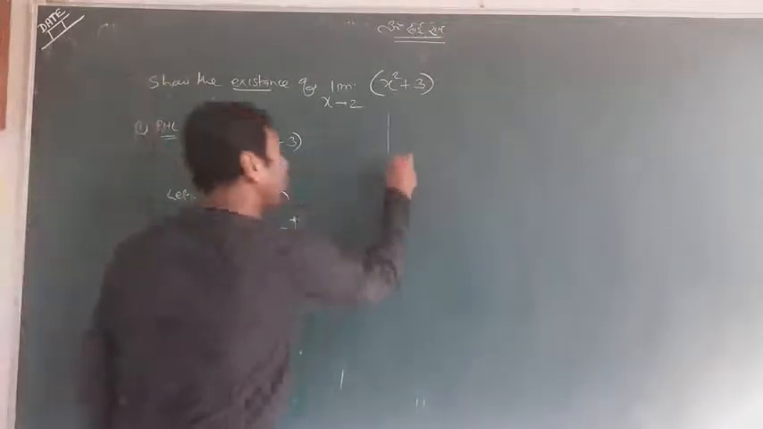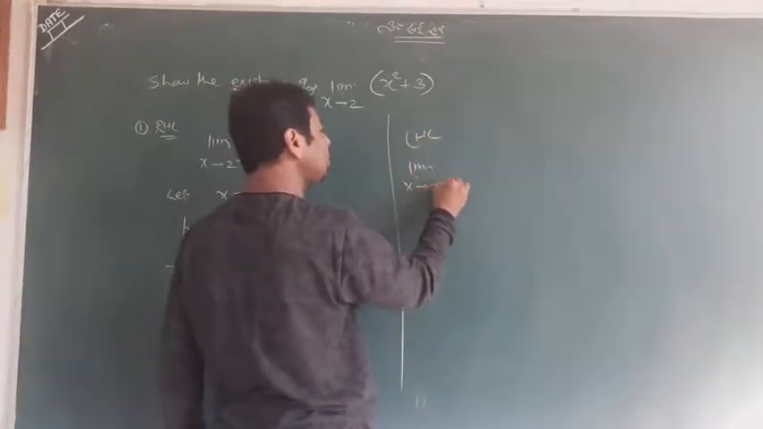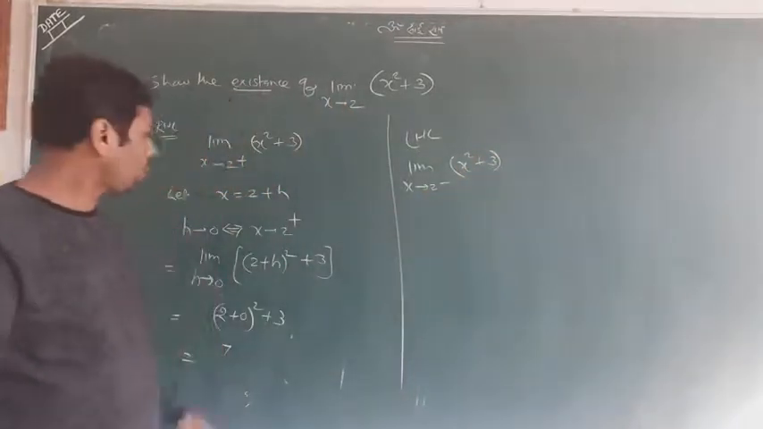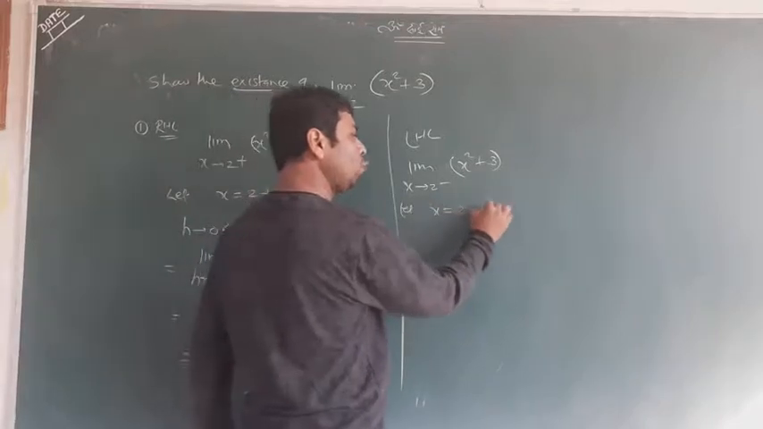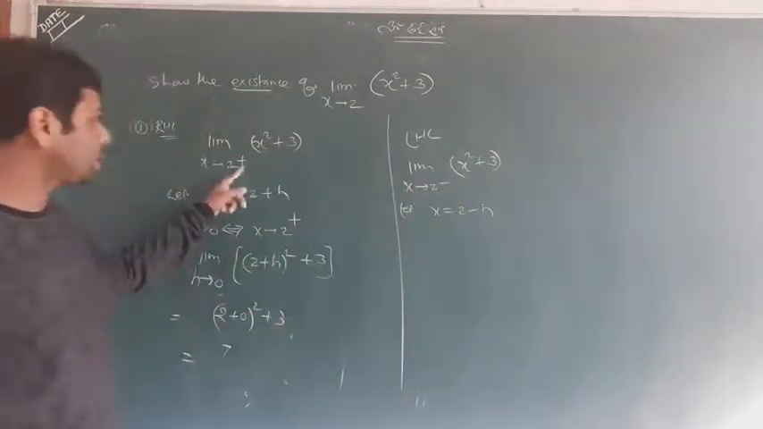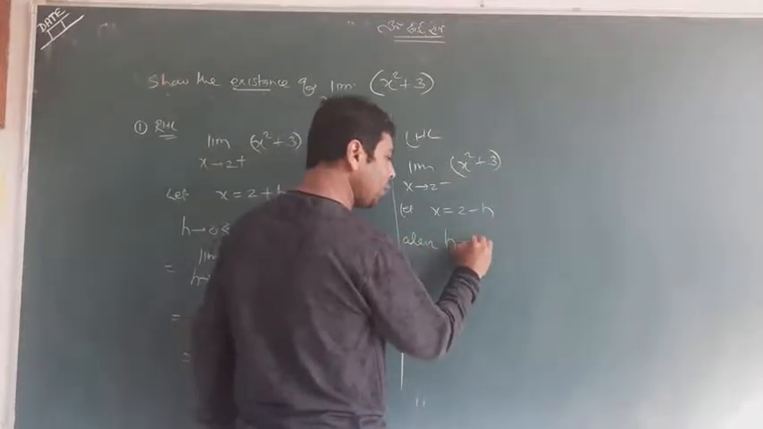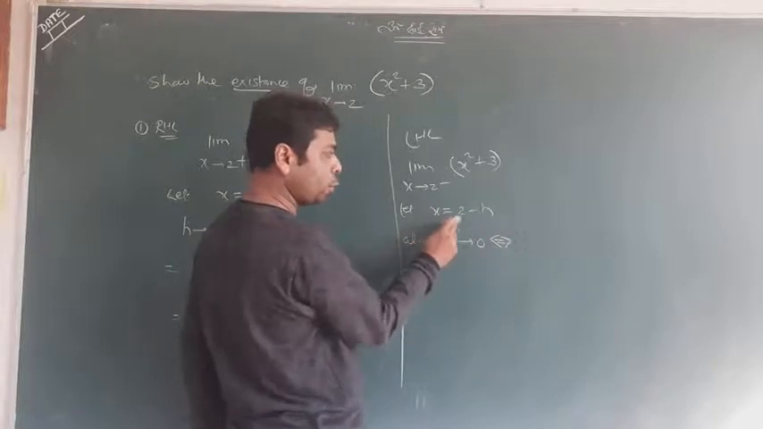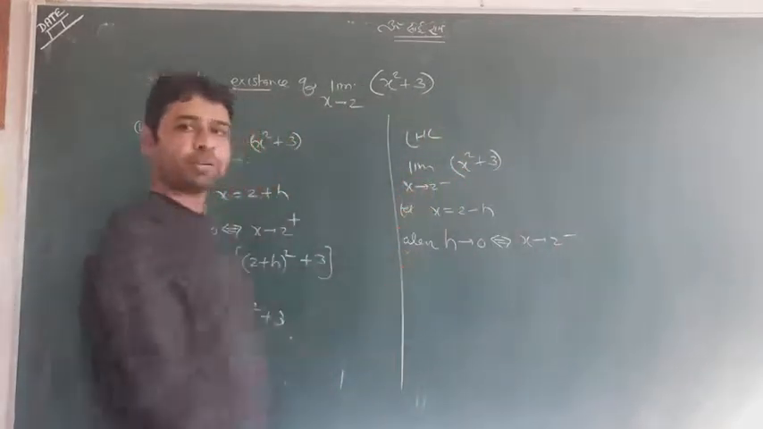Now in the same way I will go on to the left hand limit. Limit x tends to 2 minus of the function. Now write the same thing. What will you write? X equal to 2 minus h. This time it was plus h, so I write the same thing. When h goes to 0, x will go to 2. But which direction? Left direction, because it is the left hand limit.